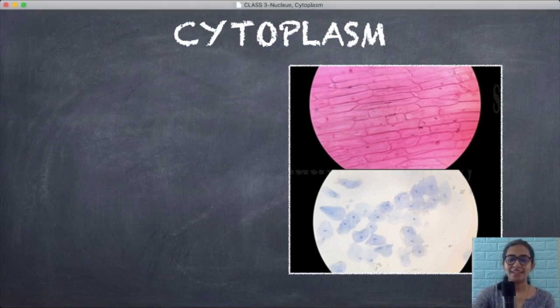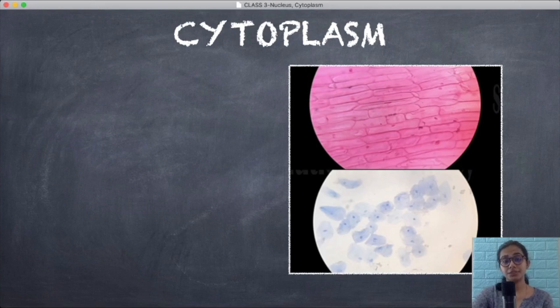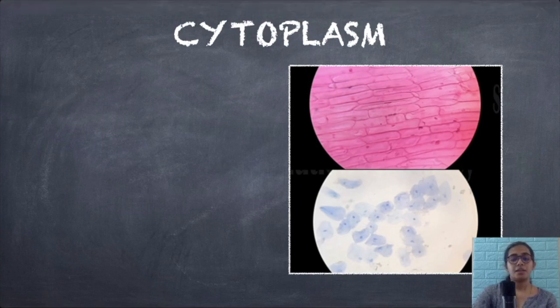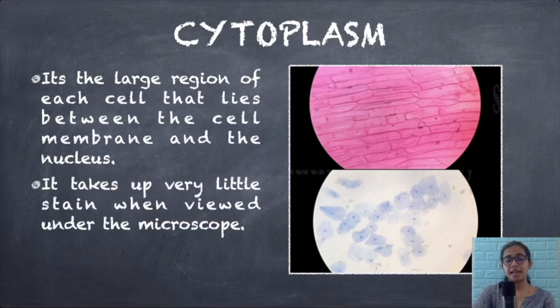So here we have seen plenty of times the onion peel slide and the cheek cell slide, right? In these we have spotted the nucleus already as the dense region inside each cell. Now there is also a lightly stained region in every cell, and that lightly stained region is nothing but the cytoplasm, right? It's the large region of each cell that lies between the cell membrane and the nucleus. And it takes up very little stain when viewed under the microscope.